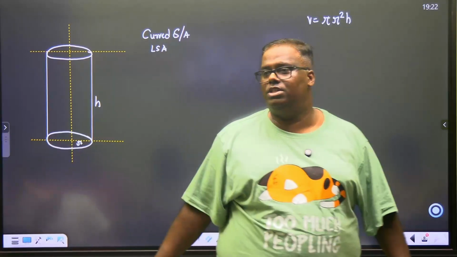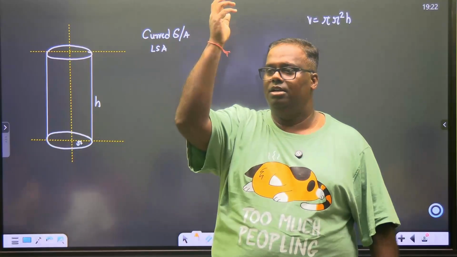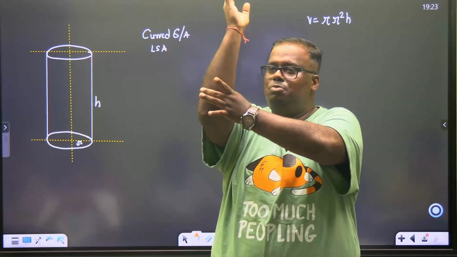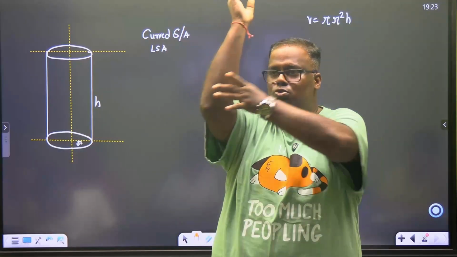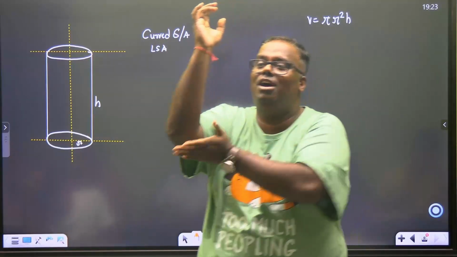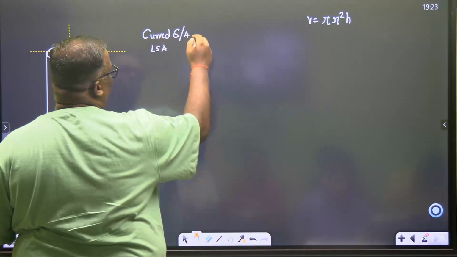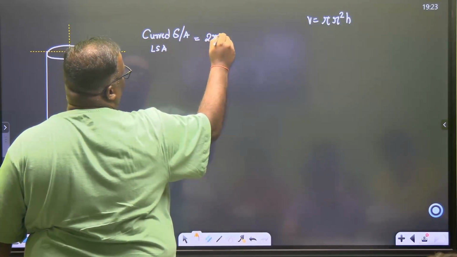For curved surface area, you have to think it in this manner. Take the wrist of a newlywed bride. She has a lot of chura. So each bangle is what? 2 pi r. I'm only worried about the surface. So each bangle is 2 pi r, 2 pi r, 2 pi r. How many 2 pi r? H times 2 pi r. Very good. So you understood. Curved surface area is chura into height. So this is 2 pi r into h.